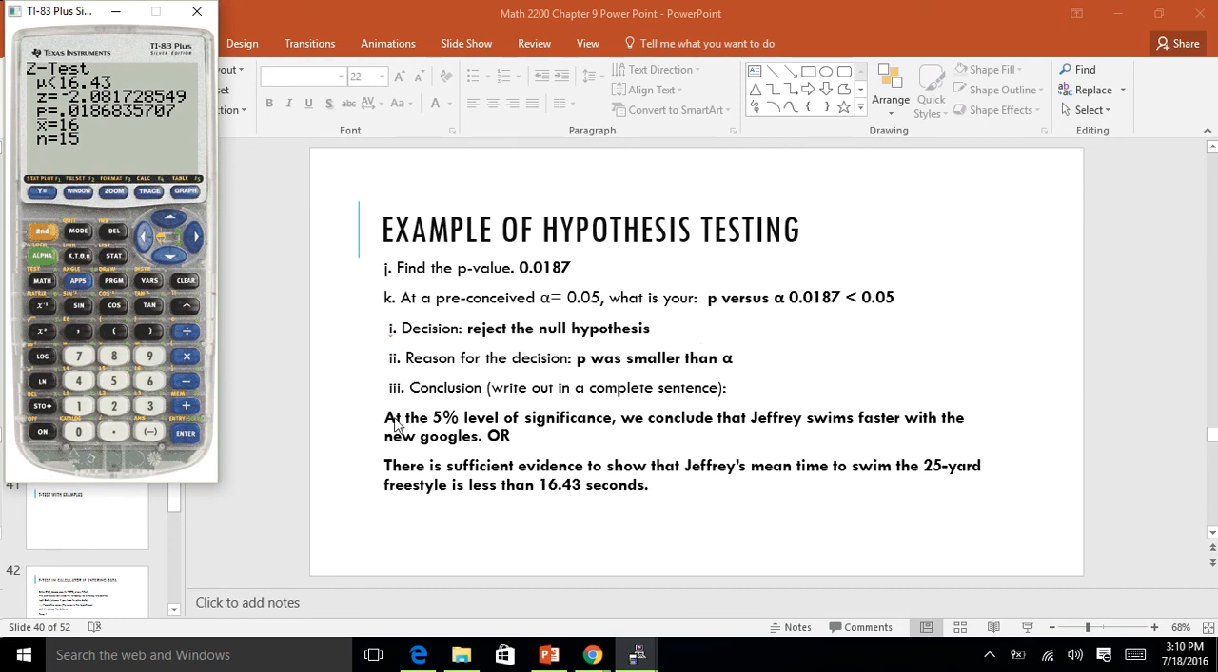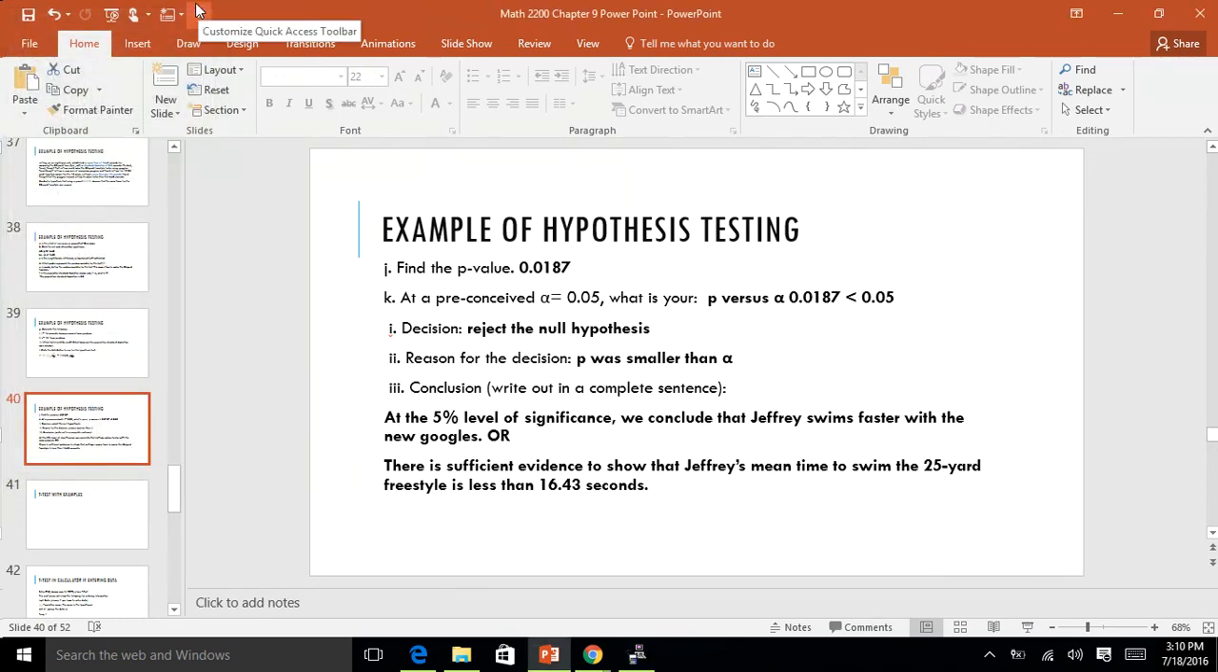So I can say at the 5% level of significance, we conclude that Jeffrey swims faster with the new goggles, or there's sufficient evidence to show that Jeffrey's mean time to swim the 25-yard freestyle is less than 16.43. That's all we did. We rejected the null, which meant we keep the alternative. So that is the two ways that you do the z-test in the calculator. I hope this has helped.